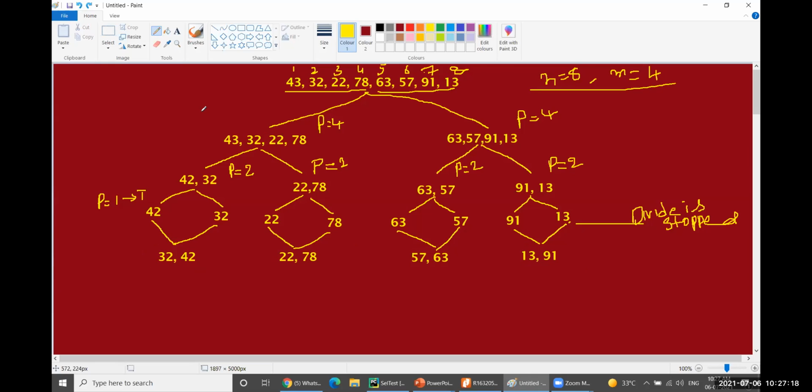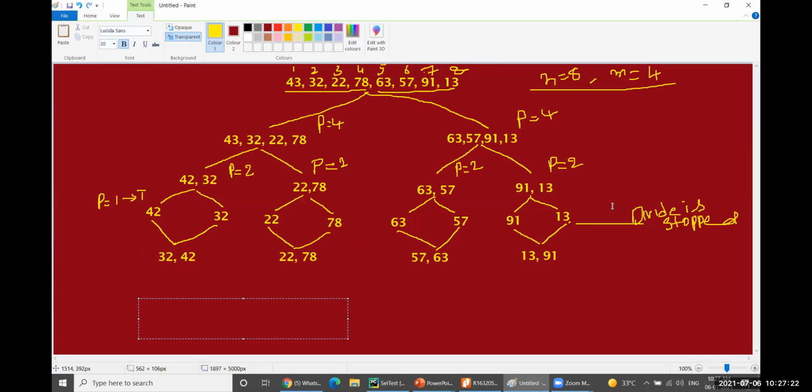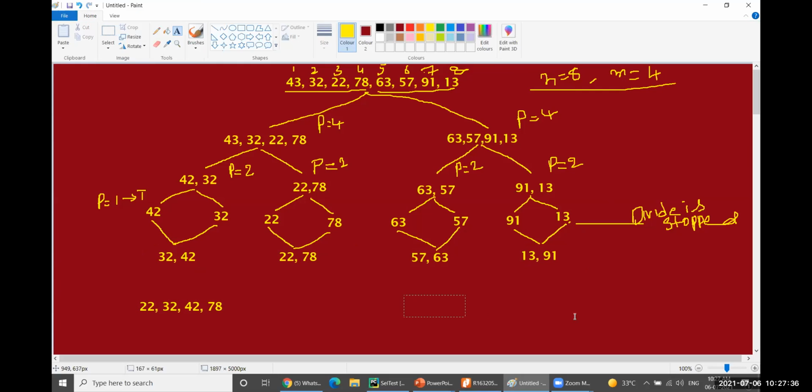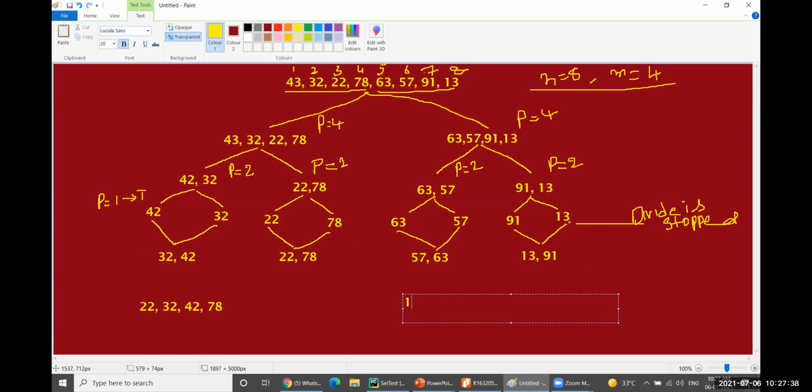How will these things be merged? When merging this sublist and this sublist together, the smallest element will be 22, then 32, then 42 is the next smallest, and 78 will be next. And here, 13, 57, then 63 will be the next element, and 91 will be the last element.